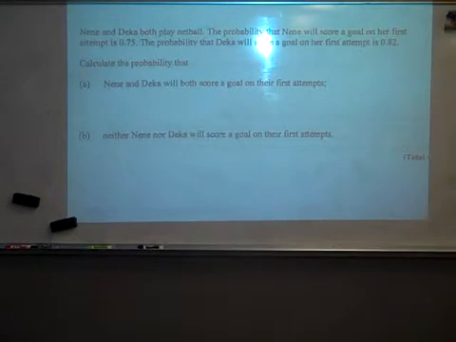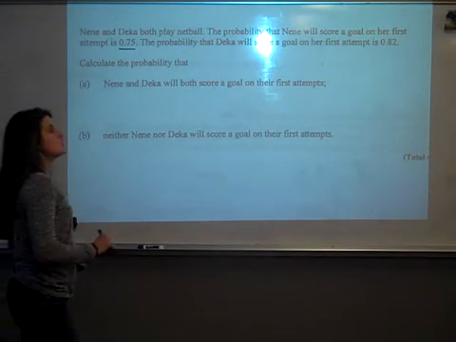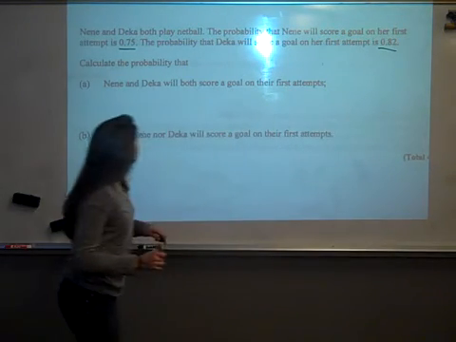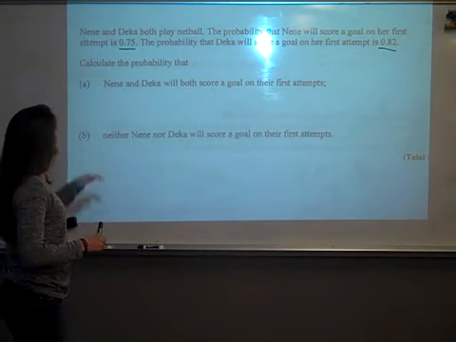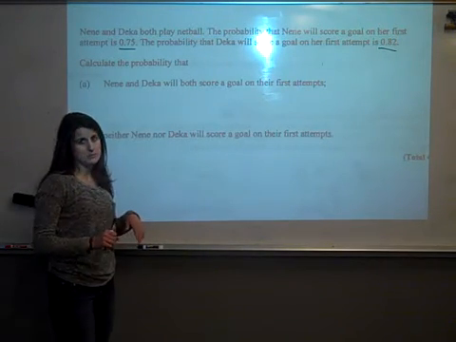Okay, Nini and Dika both play netball. The probability that Nini will score a goal on her first attempt is 0.75. And then the probability that Dika will score a goal on her first attempt is 0.82. And the first thing that they want to do is calculate the probability that Nini and Dika both score a goal in their first attempt.